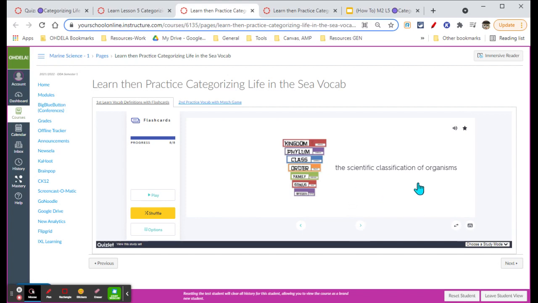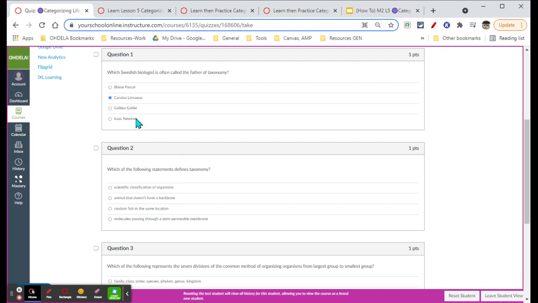The scientific classification of organisms, that's one of our choices. It says that that's the definition of taxonomy. Taxonomy is the scientific classification of organisms. Well, let's go back to our quiz, which has found our second answer. So the scientific classification of organisms is the definition of taxonomy.